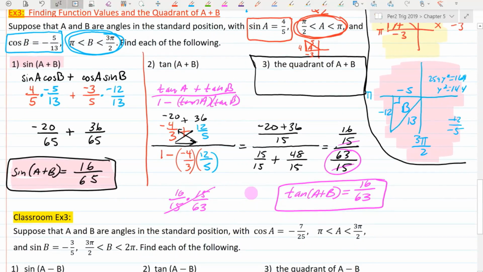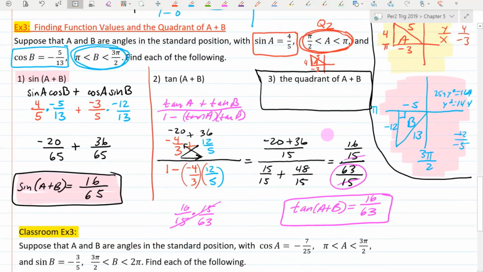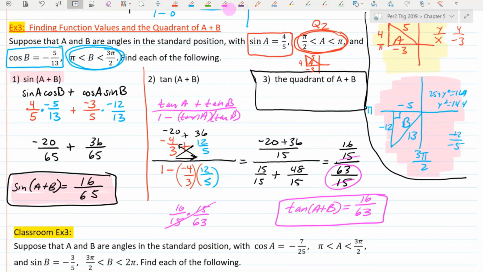So what is question 3 asking? Let me explain. For sine of A plus B, I know A is in quadrant 2 and B is in quadrant 3, but I don't know what the angles are. I don't know if they're 120 or 150, or if this one's 210 or 240. But I do know that A is in quadrant 2 and B is in quadrant 3. If I add those together, I need to figure out what quadrant A plus B is in.